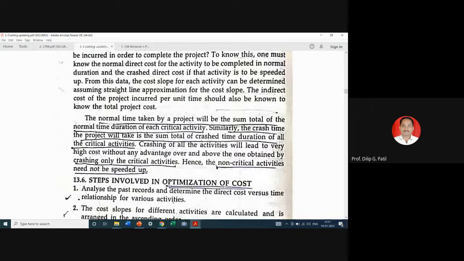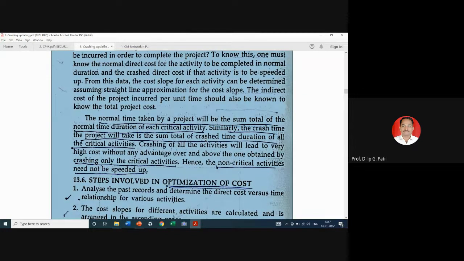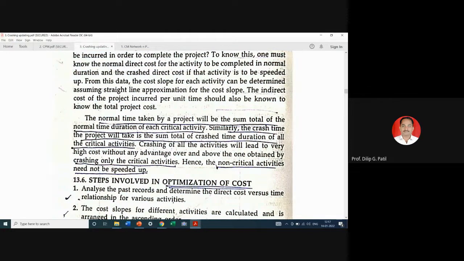The normal time taken by the project will be the sum of the normal time durations of each critical activity. So from the critical path we can decide the normal project duration. Similarly, crash time of the project will be the sum of the crash time durations of all the critical activities. That is, the time duration of the critical activities after crashing, which you will not understand step by step without solving a numerical.